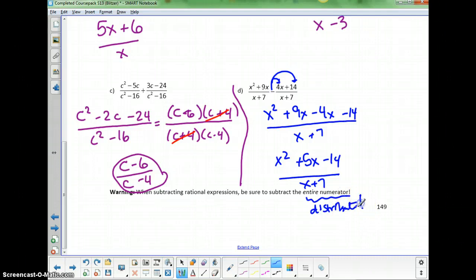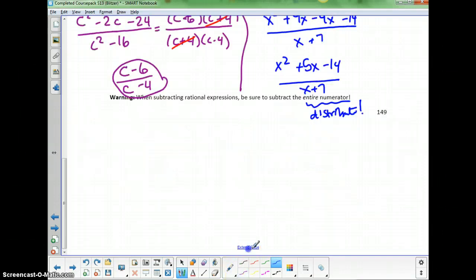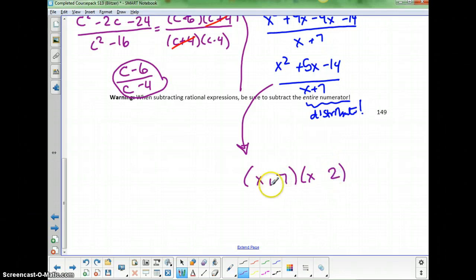Alright, let's check to see if this one can be simplified. I need to factor it. So I ran out of room. I'm just going to come down here. And let's see, the top one is going to factor into, it's 14, so 7 and 2. I need that to be a positive 5, so it must be a positive 7 and negative 2 over x plus 7. The x plus 7s will divide out, so the answer to this one is x minus 2.